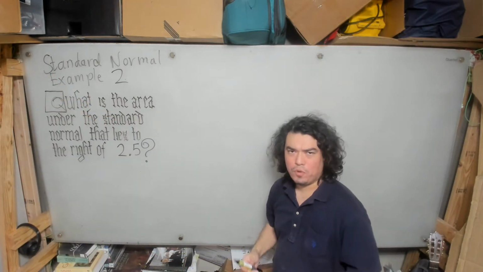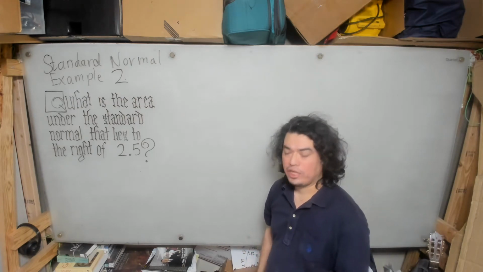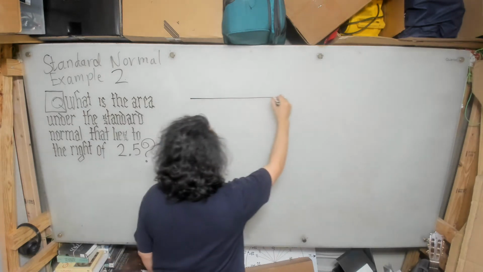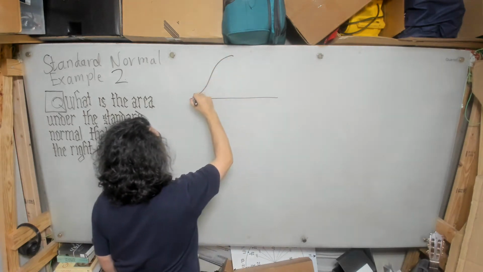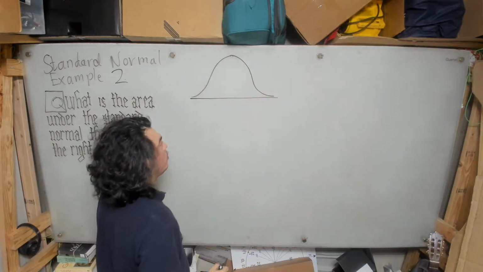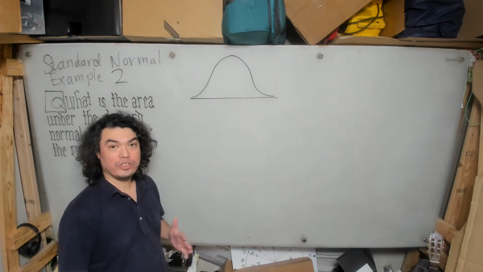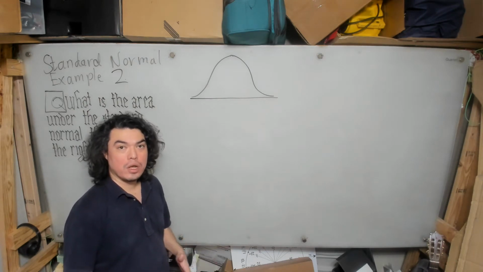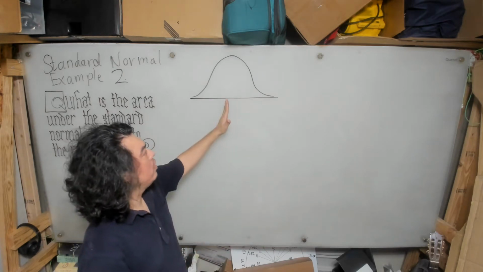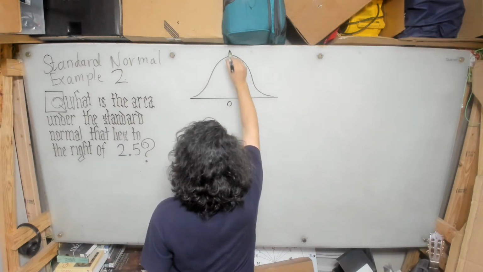As I've mentioned before, we're going to draw that first. We're going to draw our standard normal curve, and it looks like this. And we know that the standard normal is the normal distribution that has mean 0 and standard deviation 1, and therefore what lies exactly in the middle? The mean. And what is the mean? 0. So it's going to be right here.